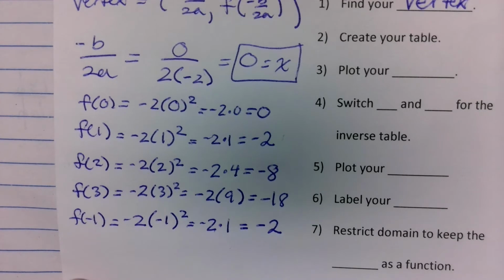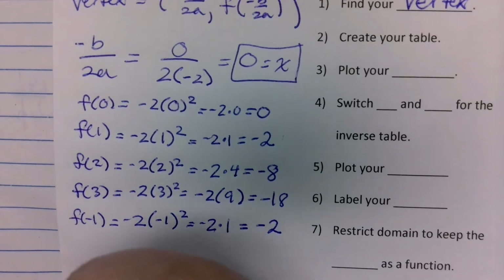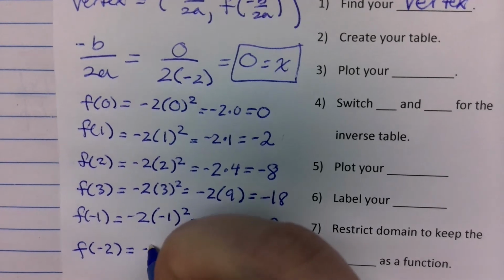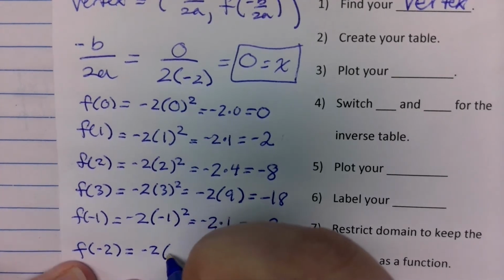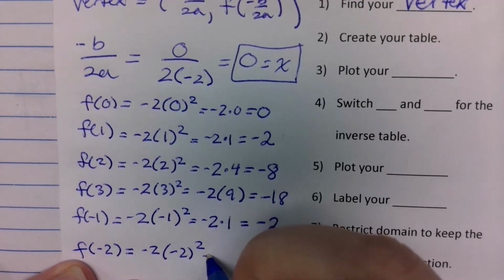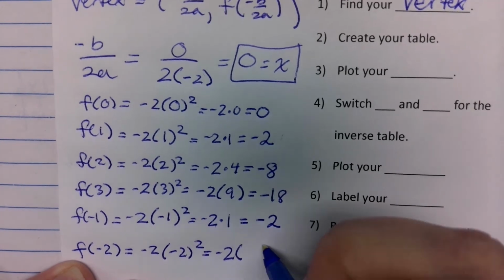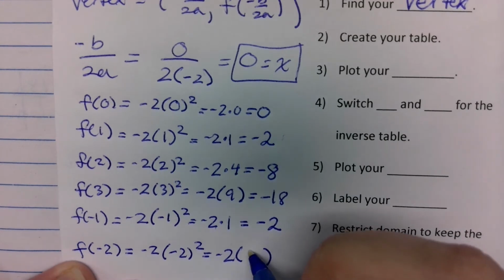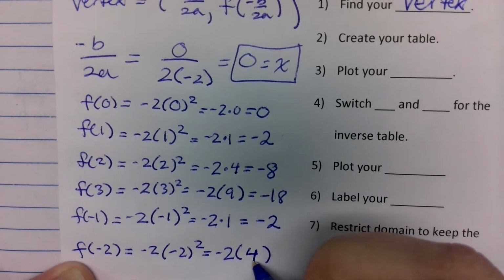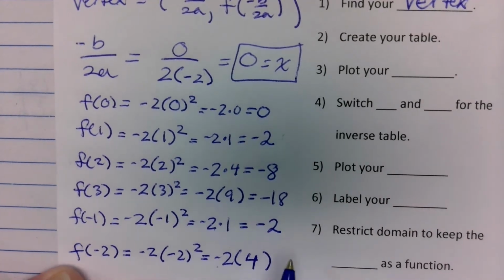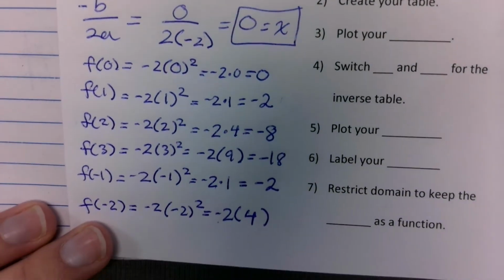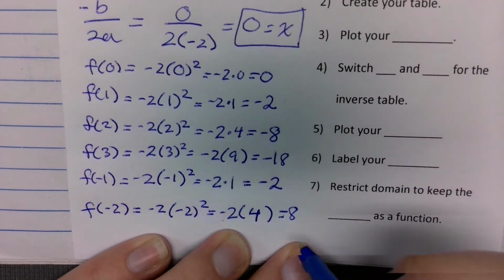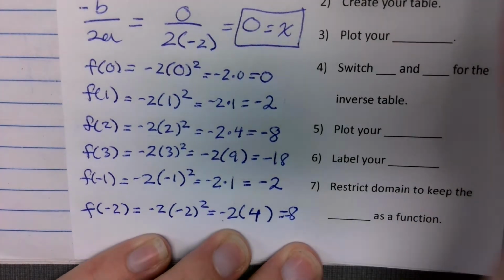What's the next number we need to plug in? Negative 2 times negative 2 squared. What's negative 2 squared? Positive, because a negative times a negative is positive. What's negative 2 times 4? Yeah, negative 8. I'm going to put that on the table.